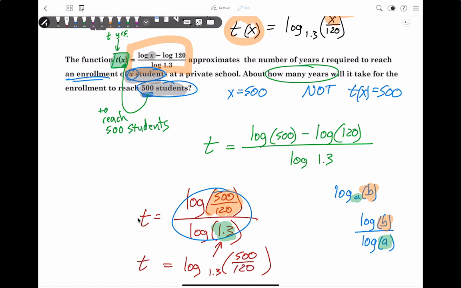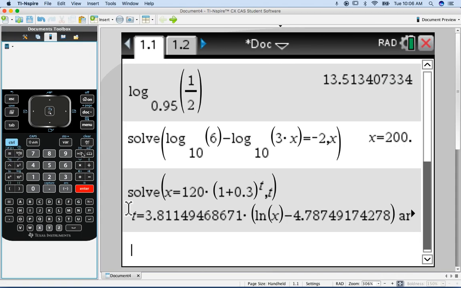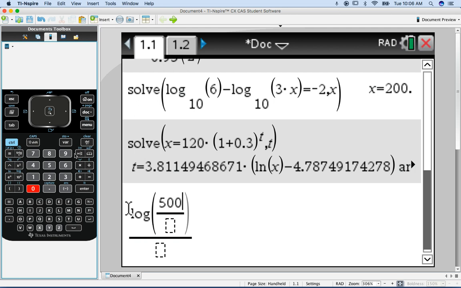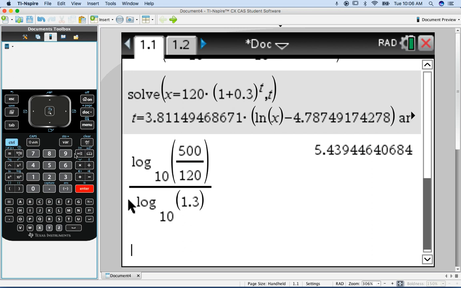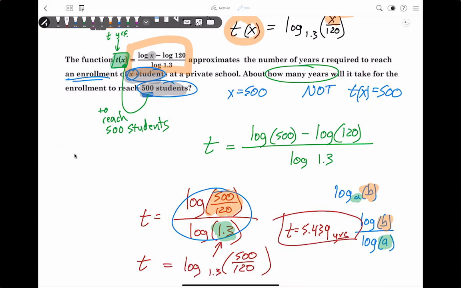I need you to see the equivalence in all these properties and formulas that we talked about throughout this unit, because things can be given to you in different forms, and we have to interpret going back and forth between those forms. So let's put this one into the calculator first. We have log of 500 over 120 divided by log of 1.3. Our answer would be 5.439, and that's going to be years. That's one way we could solve it.